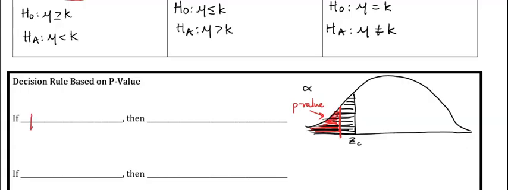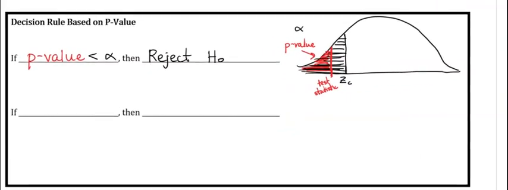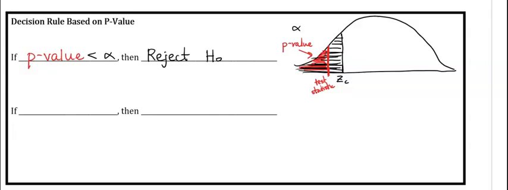So if the p-value is smaller than alpha, the level of significance, then we should reject the null hypothesis, because that means that the test statistic, which is what this red thing is right here, fell into the rejection region. So it's another way to still think about rejection regions, but we don't have to actually go in and find what this critical value is, right? Because we're not comparing the critical value to the test statistic. We're comparing the area of the test statistic to the area of the critical value.